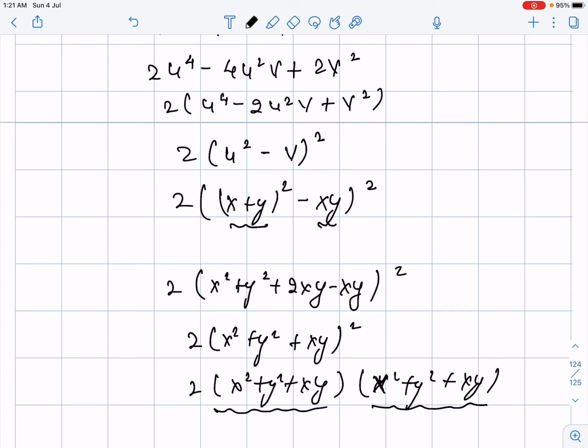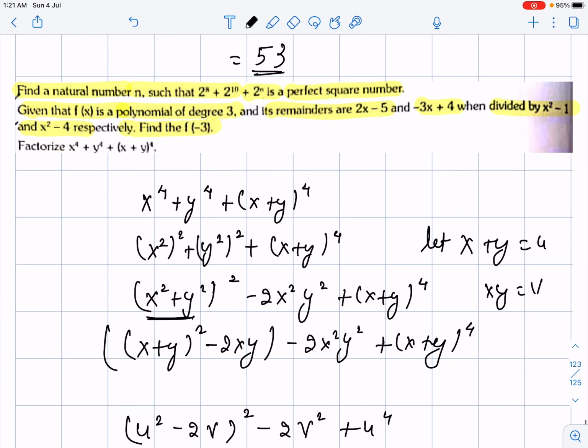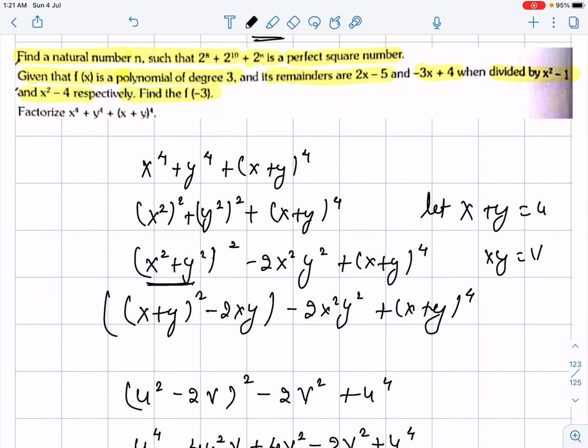That is only called factorization. So I have factorized the polynomial. I have factorized the biquadratic polynomial written over here.